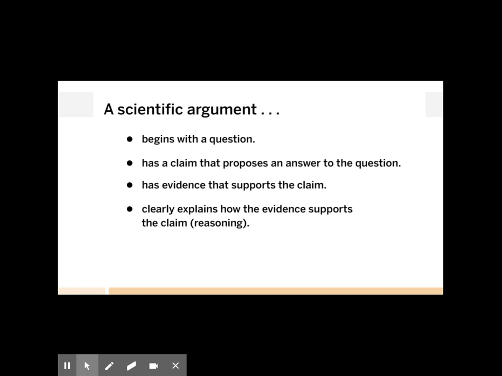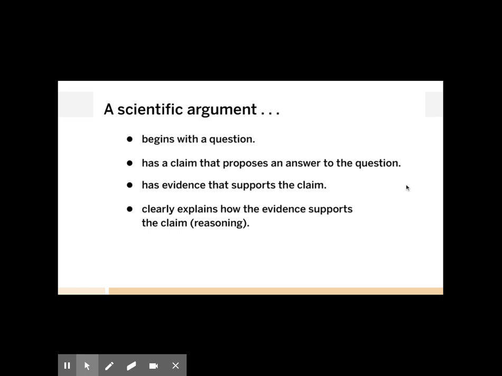A scientific argument always begins with a question. Why do certain substances have different properties? Then you write a claim that proposes an answer to that question. Then you include evidence that supports that claim, and then the last piece is to clearly explain how that evidence supports that claim. That's normally called reasoning.